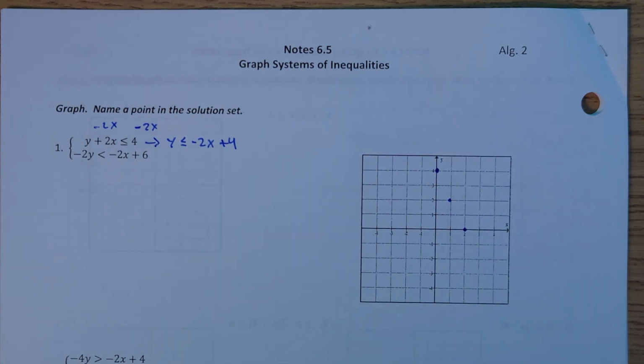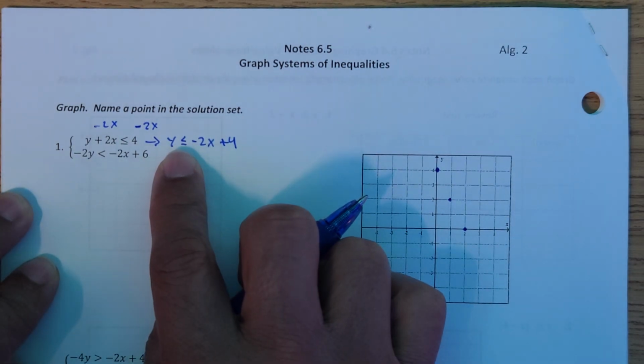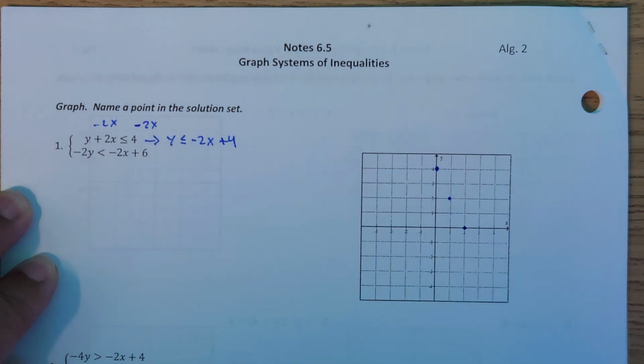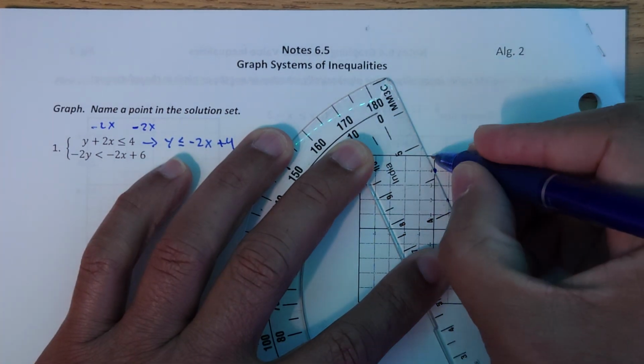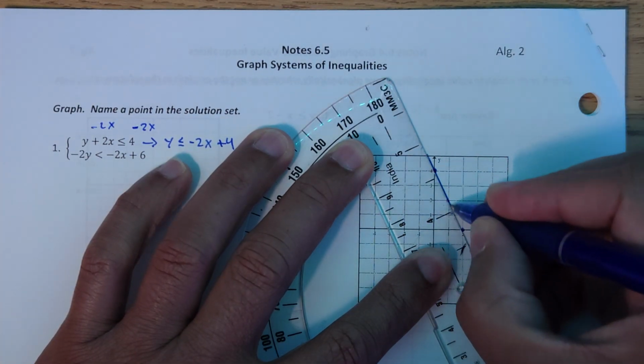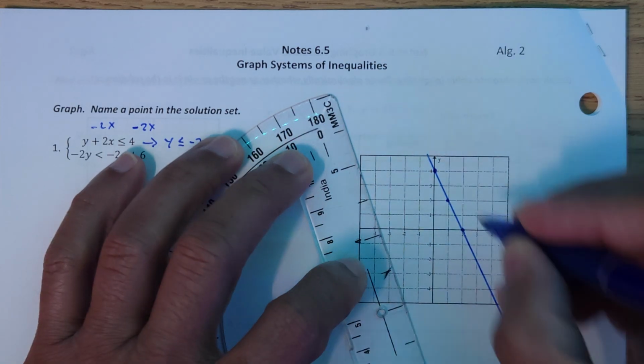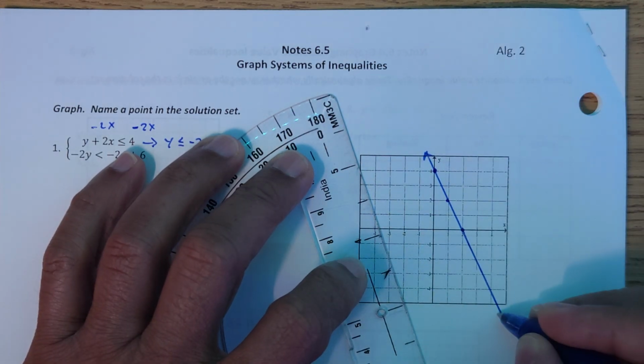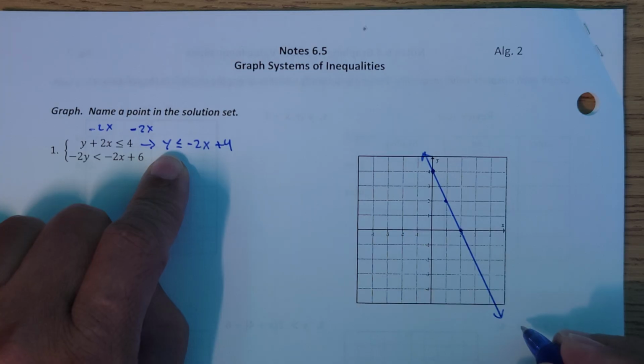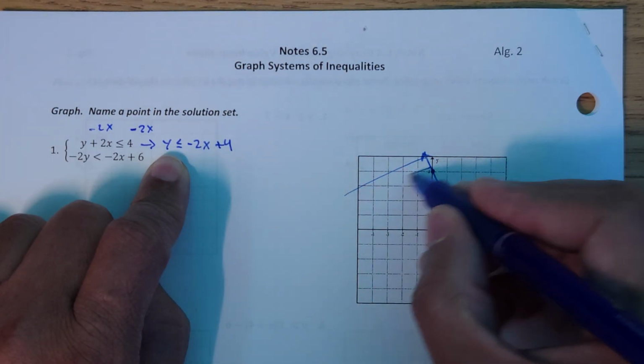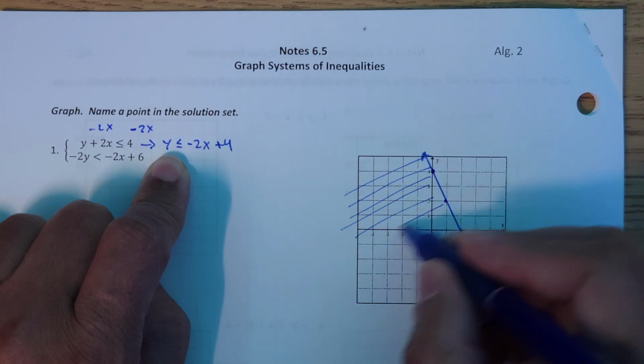Drop again 1, 2, over right 1. Then I'm going to connect the points, but notice this is equal to. So if it's equal to, that means this line will be solid, which means I'm going to connect the points with a solid line. Then I also have to notice that this inequality symbol is less than, so based on the previous lesson, we shade below the line.